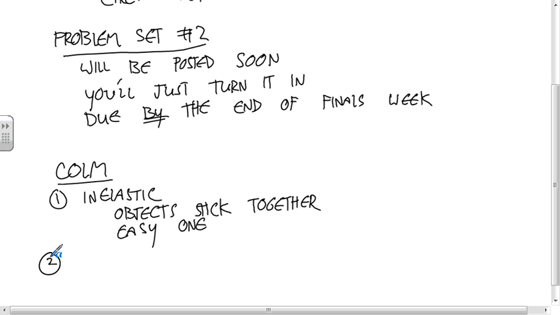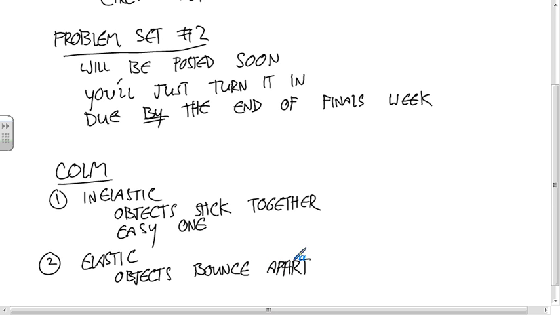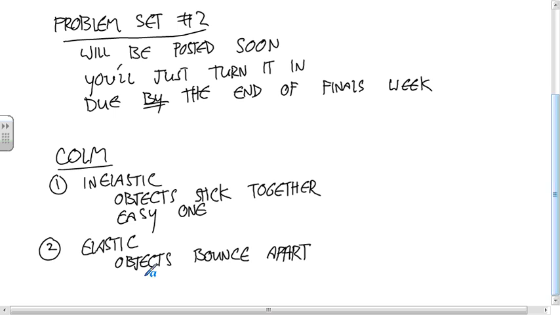The other type is elastic. That's where the objects bounce apart. And this one, the physics isn't too hard. Like understanding what's going on, that's not too hard, but the math gets really messy.